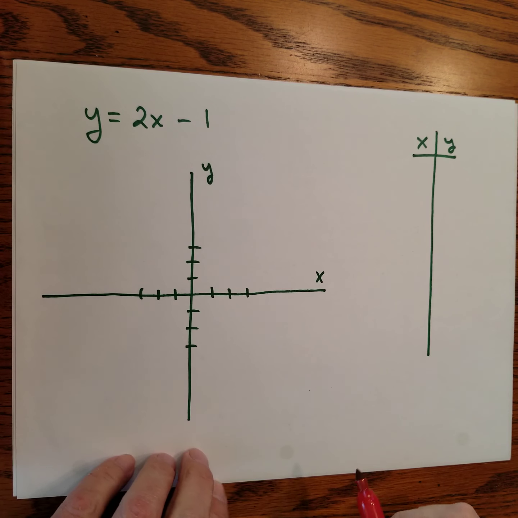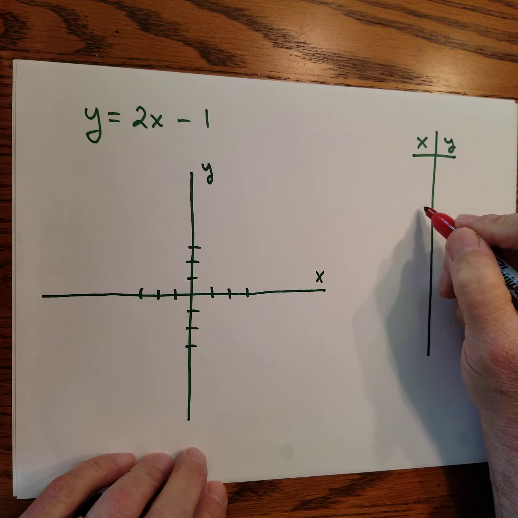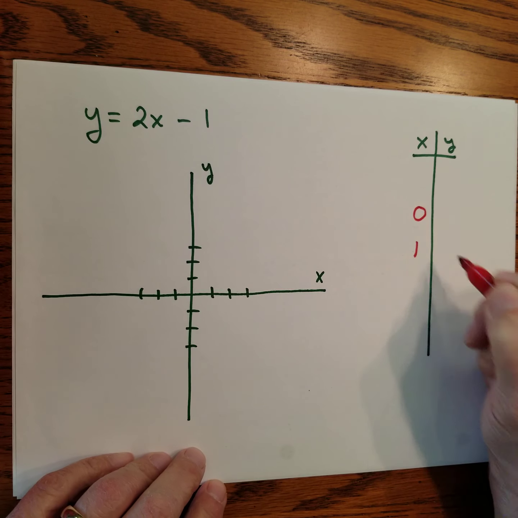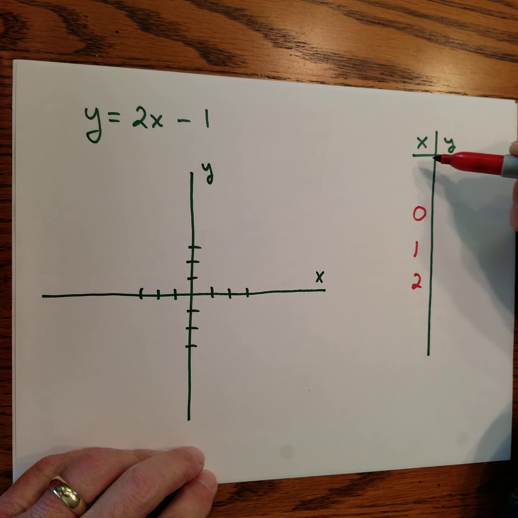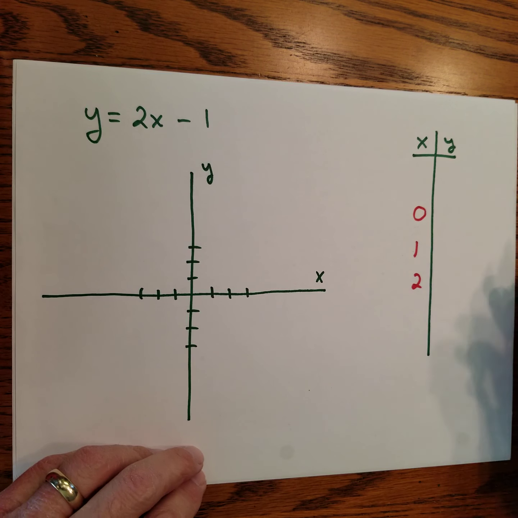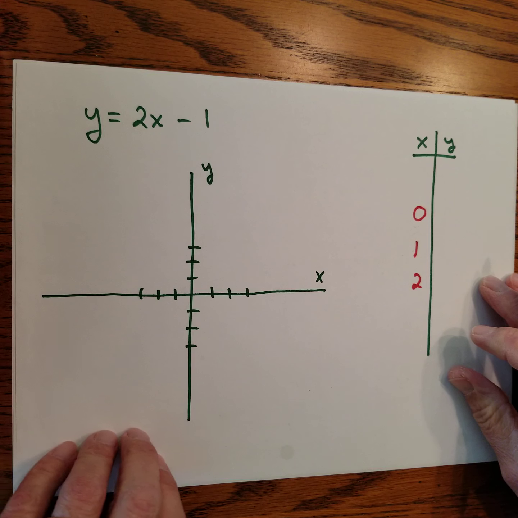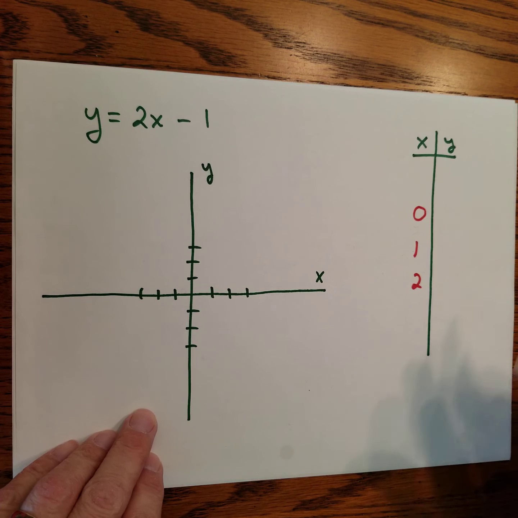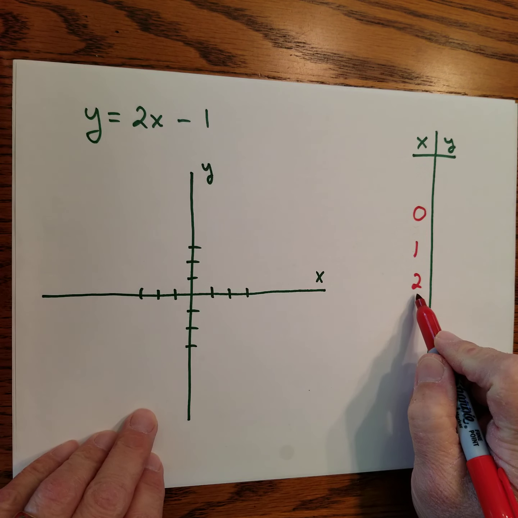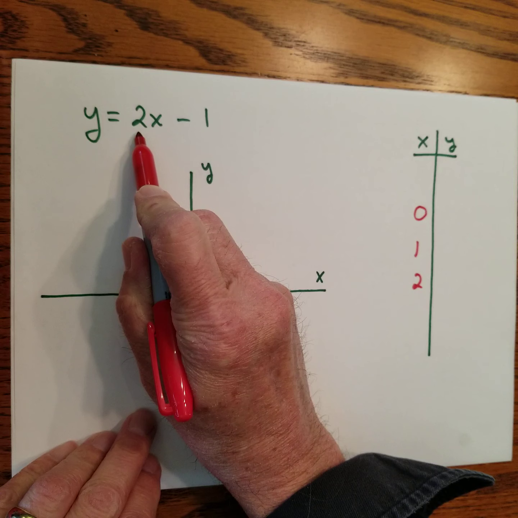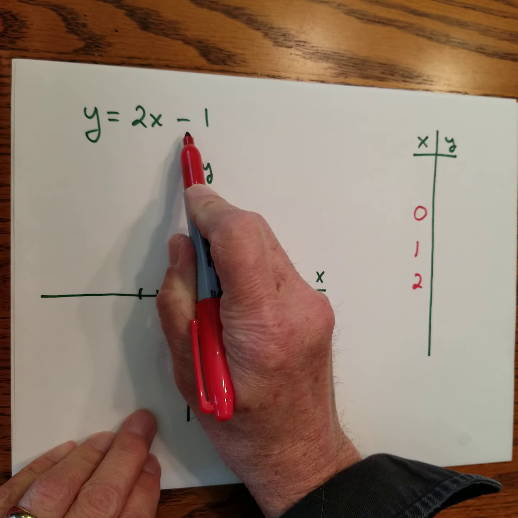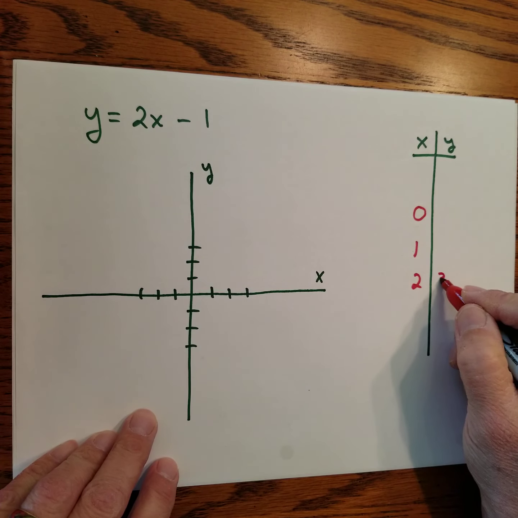This graph will also be review. Let's let x be 0, 1, and 2. Remember, I can let x be any numbers I want, but 0, 1, and 2 have been very convenient to use for each problem so far. I'm going to plug in the 2. When I plug 2 in for x, I go 2 times 2 is 4, then 4 subtract 1 is 3.